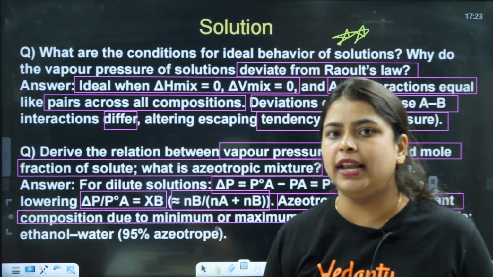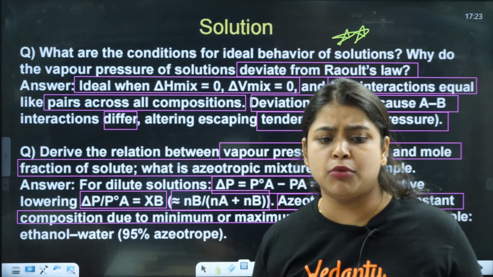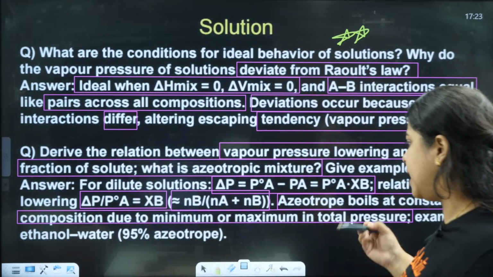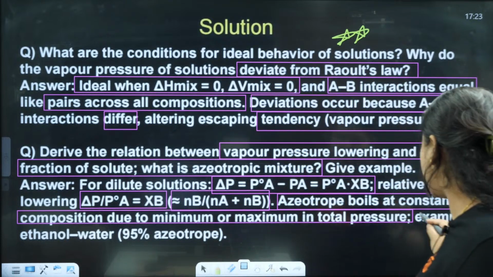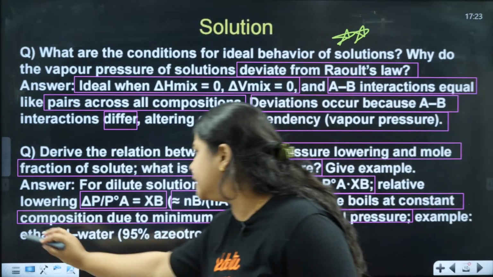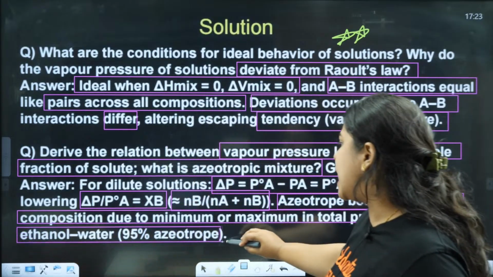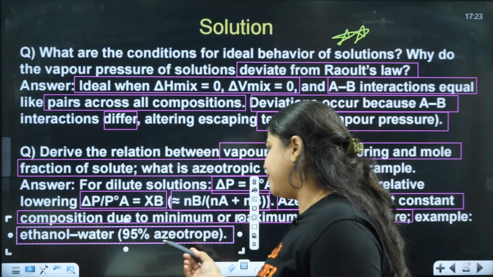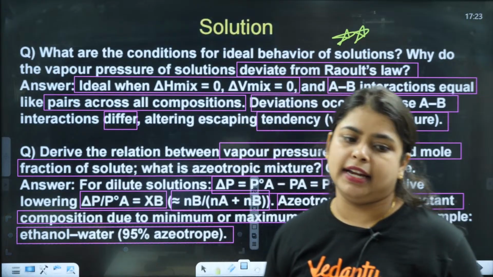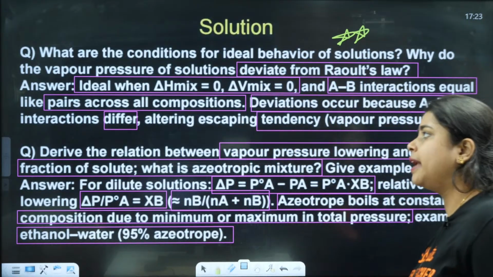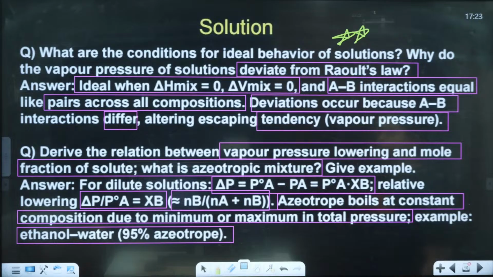An azeotrope will start boiling at any minimum or maximum pressure. For example, we can take ethanol and water, which forms a 95% azeotrope. Understanding? Yes, let's move to the next question.